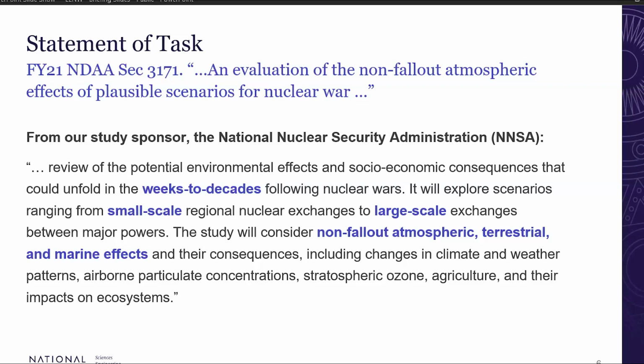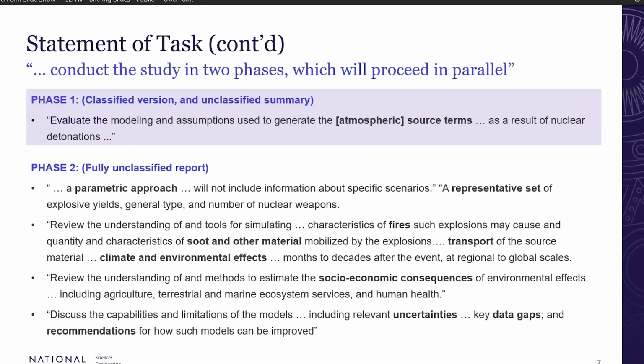Now, there are two phases to the study. The first phase was classified, and that was to evaluate the modeling and assumptions used to generate the source term to the atmosphere as a result of nuclear detonations, the amount of essentially soot going into the atmosphere, and then looking at the partition between the troposphere and the stratosphere. And that report had been previously delivered to the sponsors. And we're here today to discuss the unclassified report.